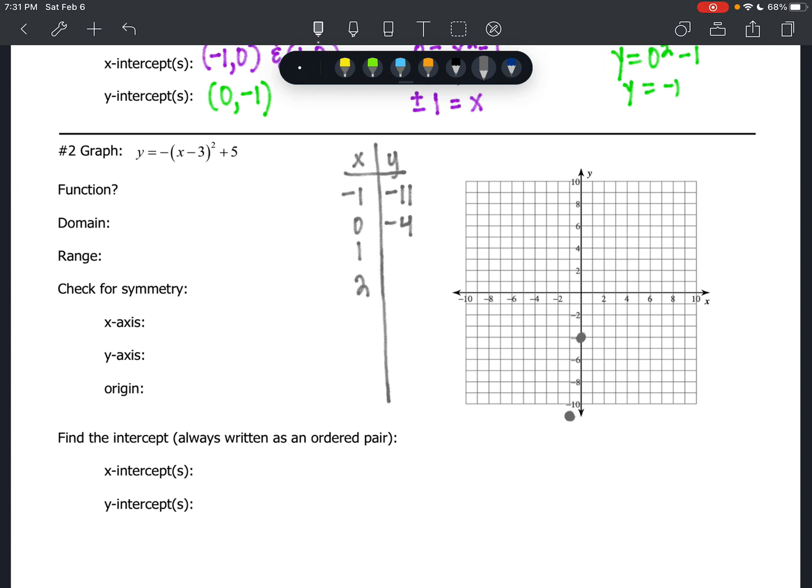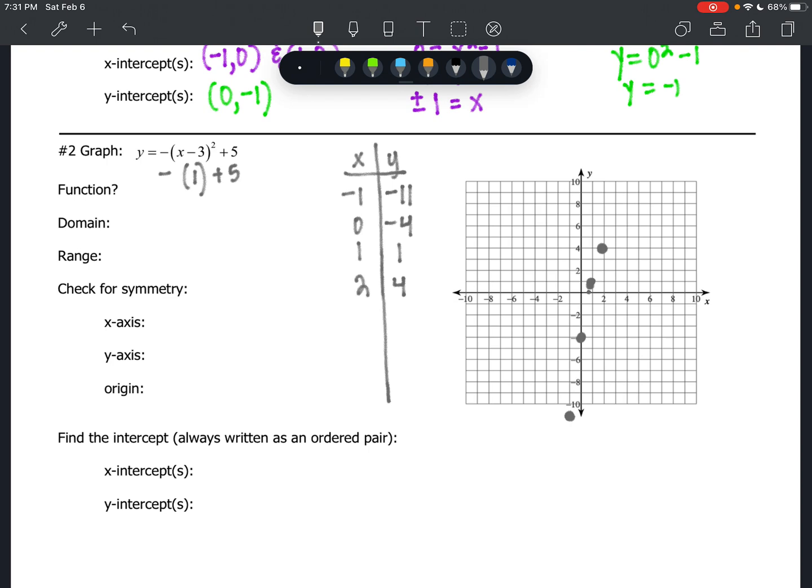And then we put a 1 in. And 1 minus 3 is negative 2. And negative 2 squared is 4. So negative 4 plus 5 is 1. So 1, 1. Oops. 1, 1 right there. And then we'll put a 2 in. And 2 minus 3 is negative 1. And negative 1 squared is 1. So the opposite of 1 plus 5 is 4. So 2, 4.